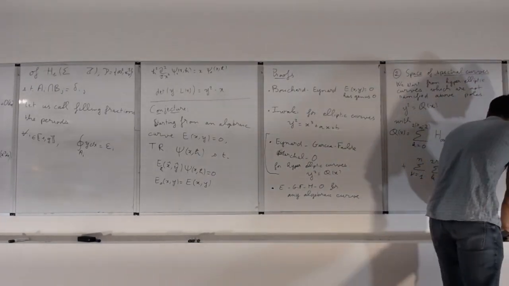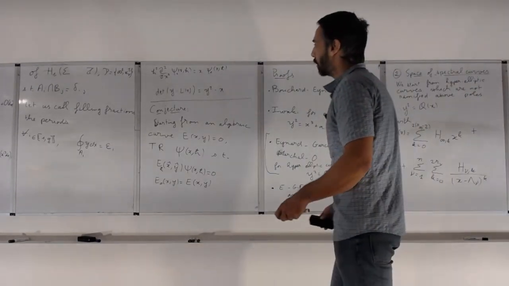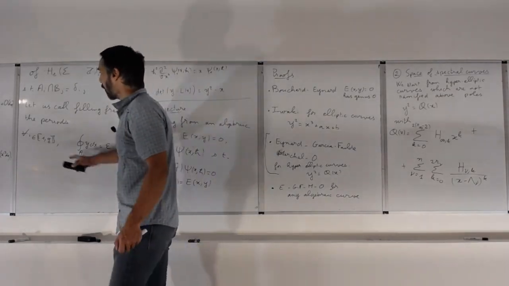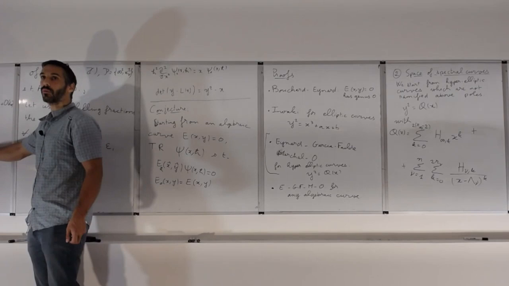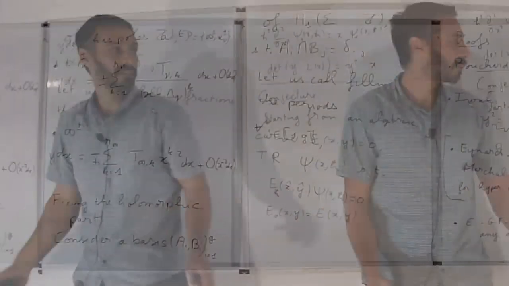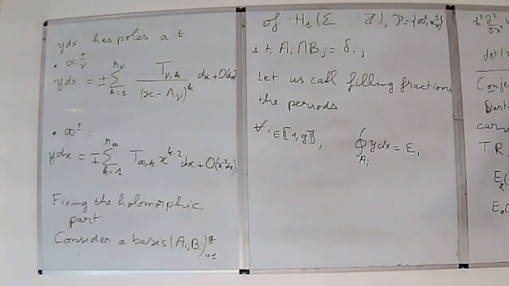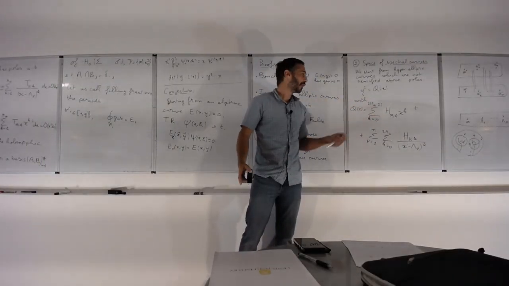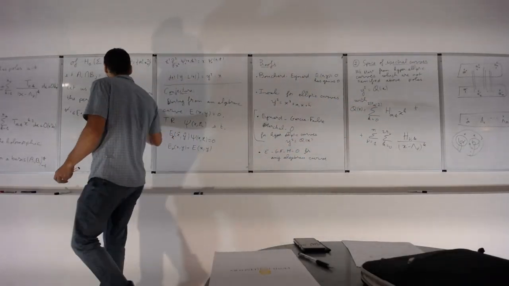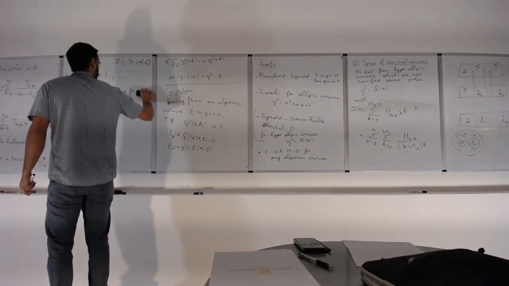Okay, so I will keep that. Now, what I was saying is that fixing the T's doesn't fix the one form ydx completely, but it fixes part of the H, just the higher order ones. And so let's see it here in an example.